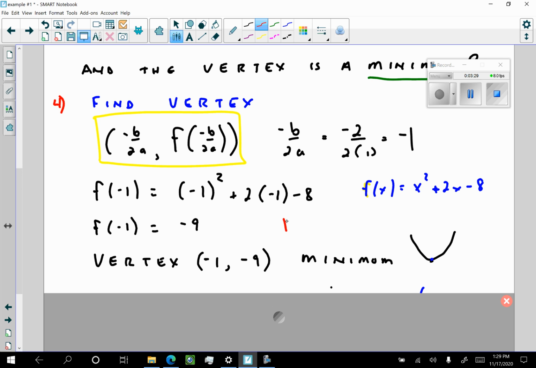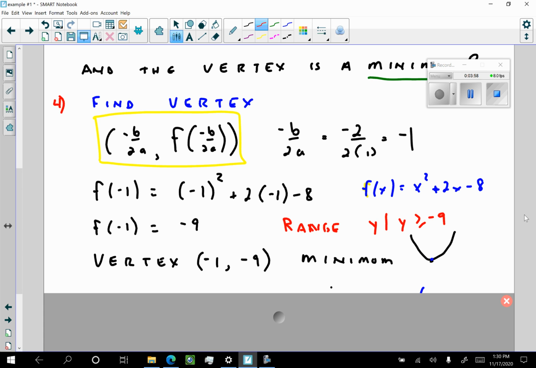Now we're going to name the range. And what is the range? All the possible y values. Since the graph opens up, the range is going to be all y such that y is greater than or equal to negative 9. So it's all the y's greater than or equal to negative 9 because it opens up. Need to get your head wrapped around that, ladies and gentlemen.